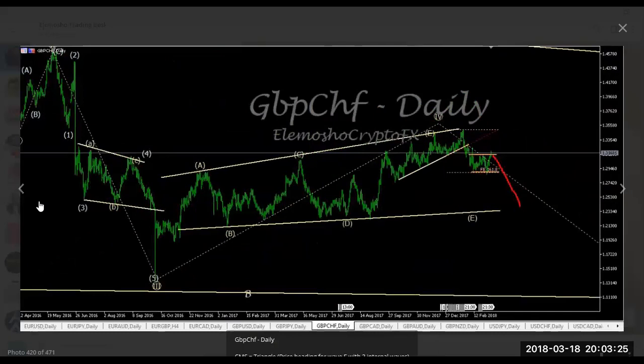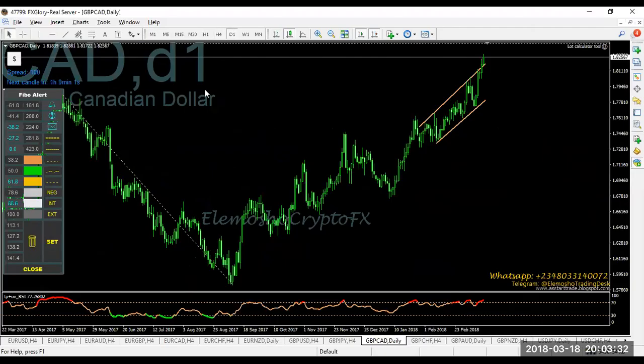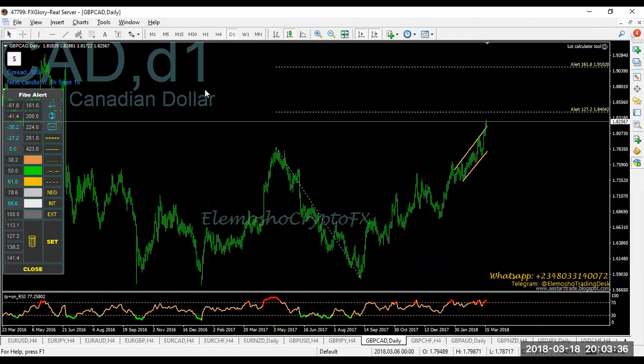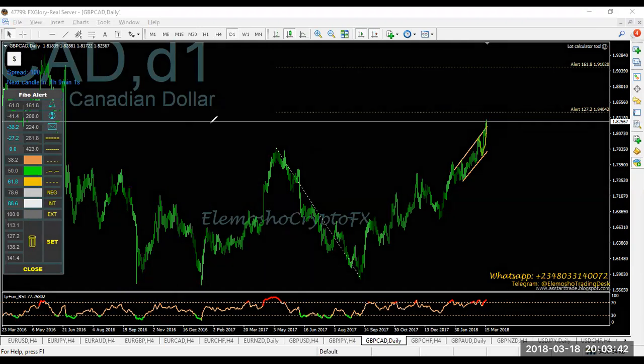Let's go to the MT4 and see what eventually happened on that pair, the GBP CAD. So what we now have is that price came down as we have it right now. It came down but rejected it and went up again, but it's still within the overall structure, and I told you guys to remain intact, that the structure remains the same.